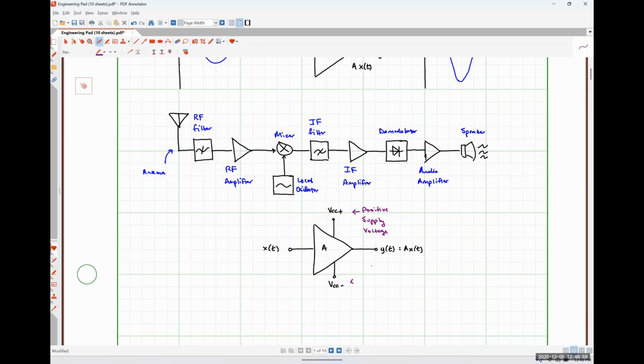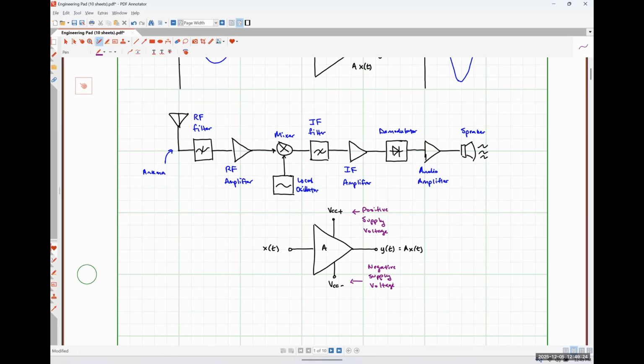And VCC minus is my negative supply voltage. Now, some amplifiers are what are called single supply amplifiers, and that just means that the negative supply voltage is ground. So we just tie that directly to ground, and we don't have to worry about generating two different voltages in order to power our system, okay?